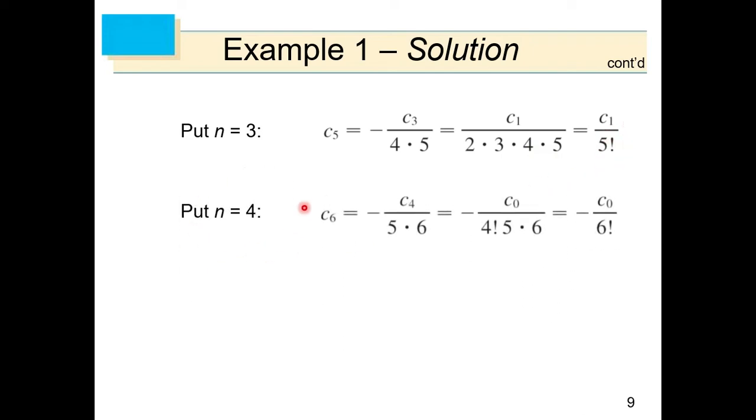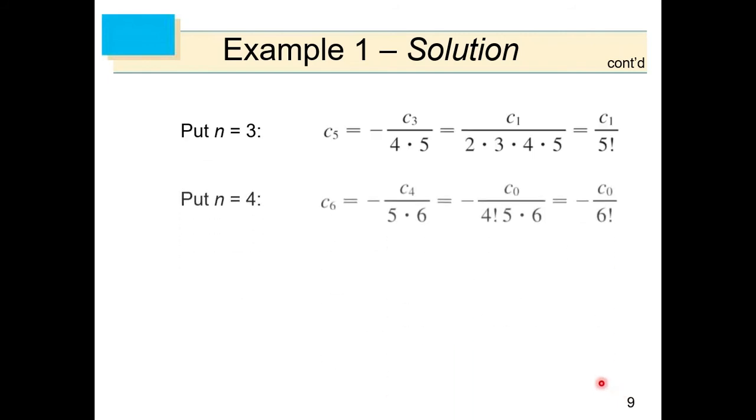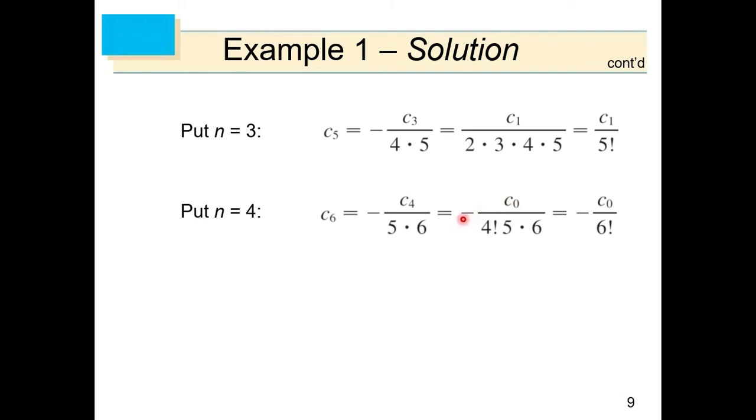Similarly, put the value of n is equal to 4, we get c6 is equal to minus c4 upon 5 into 6. The value of c4 is equal to c0 upon 4 factorial, so it is minus c0 upon 4 factorial into 5 into 6 is equal to minus c0 upon 6 factorial.